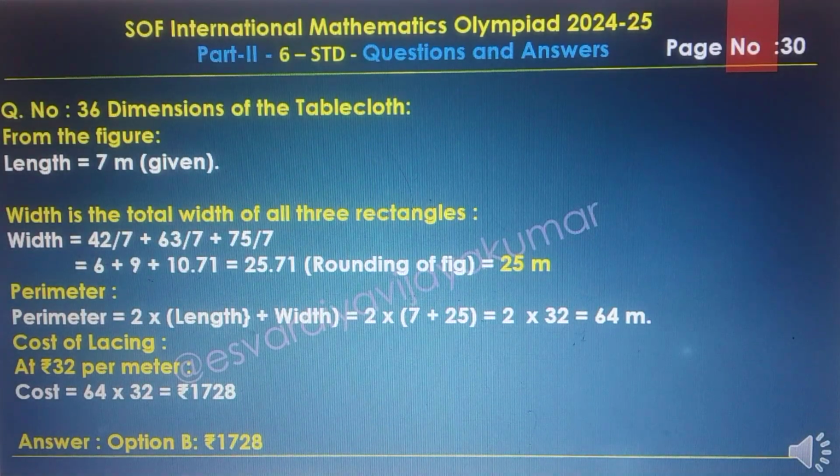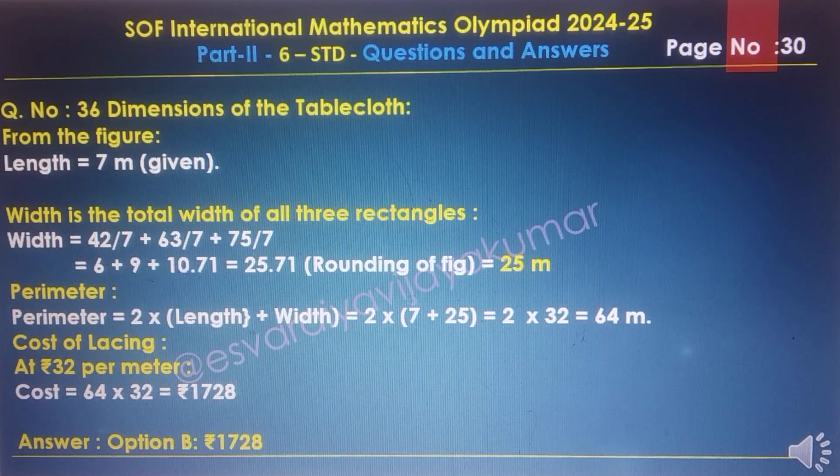The dimensions of the tablecloth in the figure: the length is 7 meters, and the total width of all the 3 rectangles is 42 by 7 plus 63 by 7 plus 75 by 7. We calculate 6 plus 9 plus 10.71, which is 25.71, rounding off to 25 meters. The perimeter is 2 into length plus width. 2 into 7 plus 25, we get 2 into 32, and finally 64 meters.